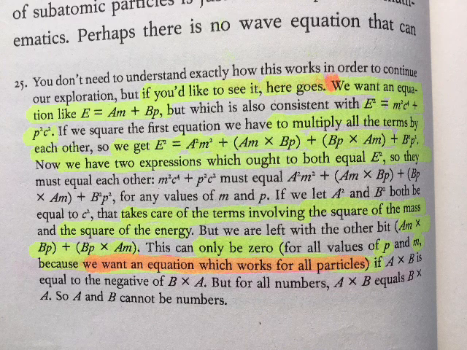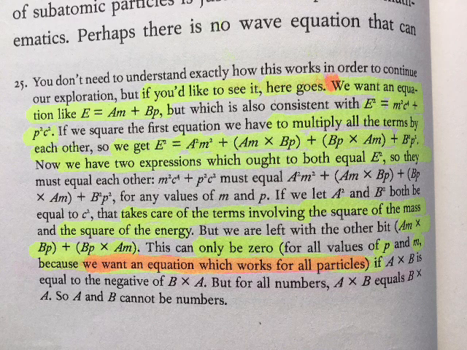M squared times C to the fourth power plus P squared times C squared must equal A squared times M squared plus (AM times BP) plus (BP times AM) plus B squared times P squared, for any values of M and P.